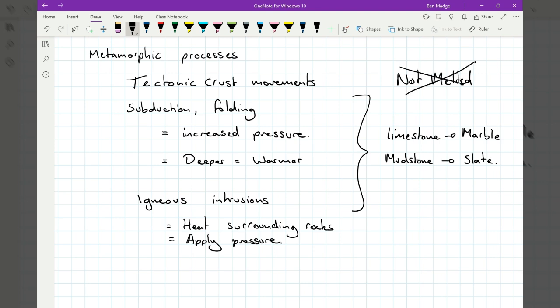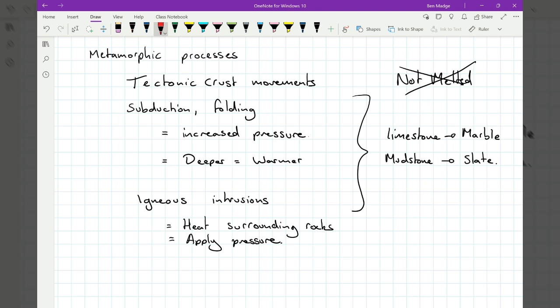But the properties of the metamorphic rock is quite different to that of the original rock, potentially. So slate is this really tough sort of material that you can split into thin layers and use as roofing tiles. Marble has this ability to take a fine polish, become very smooth, or be carved to a much greater extent, but it's still very tough. So that's the sort of metamorphic processes we look at.